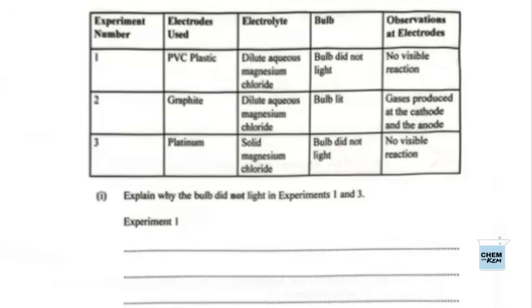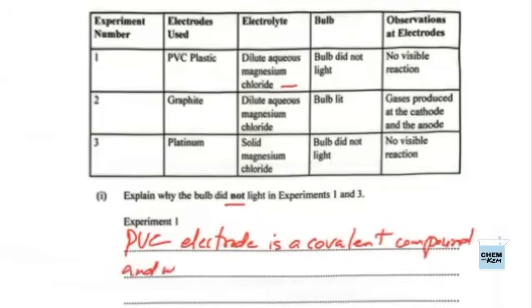Explain why the bulb did not light in experiments 1 and 3. All right, so let's look at experiment 1. In experiment 1, we had dilute aqueous magnesium chloride as the electrolyte, but the electrode was PVC. So we could say here that PVC or plastic PVC electrode is a covalent compound and would not conduct electricity.